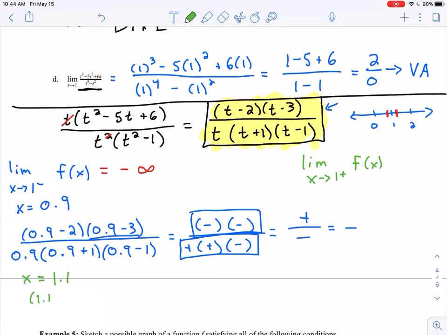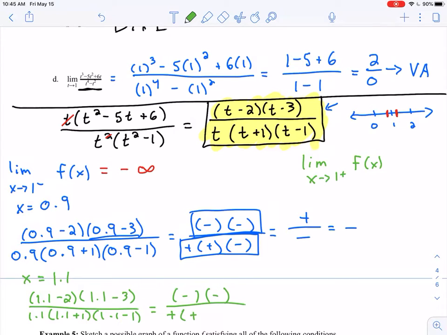So here, 1.1 minus 2 times 1.1 minus 3 divided by 1.1 times 1.1 plus 1 times 1.1 minus 1. Again, I'm just checking the signs here, positive or negative. 1.1 minus 2, that's going to be a negative number. 1.1 minus 3, that's going to be another negative number. Denominator 1.1, that's positive. 1.1 plus 1, that is also going to be positive. And 1.1 minus 1, that is also going to be positive.